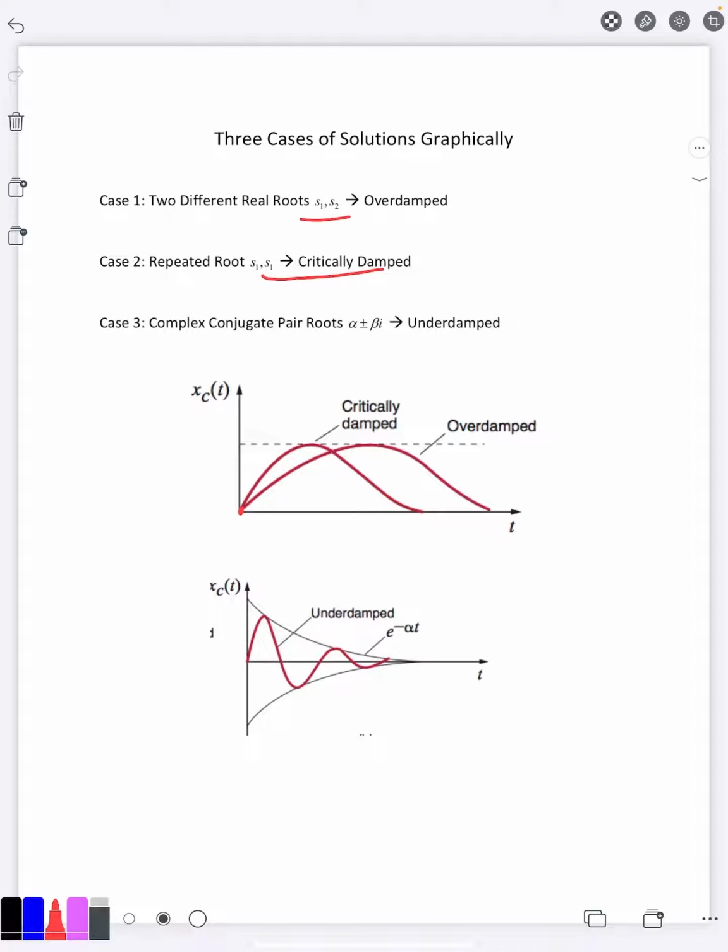The third case is the underdamped case. This is where you get complex numbers here. So the complex numbers, right, because of that i, that's where you get the sines and cosines from.